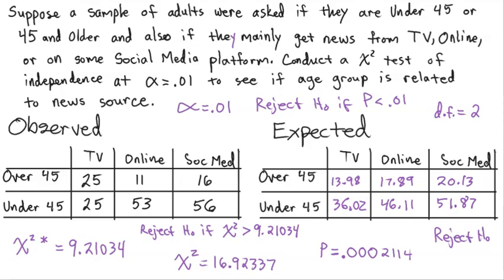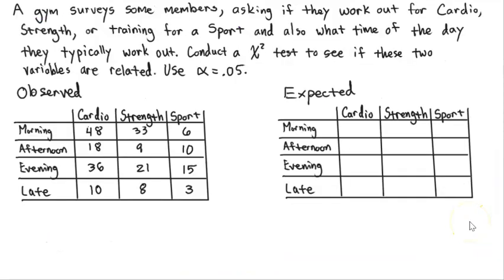Let's do one more example. All right, suppose there's a gym and they survey some of their members and ask them, do you work out for cardio? Do you work out for strength? Or do you train for a sport mainly? And also, what time of day do you typically work out? Do you work out in the morning, in the afternoon, in the evening, or late? That's 4 categories. So we're going to conduct a chi-square test to see if these two variables are related.